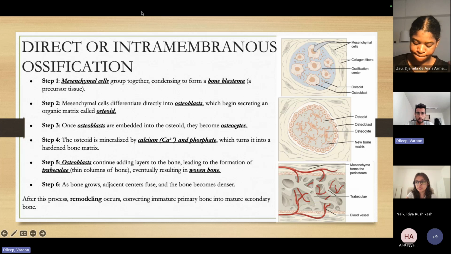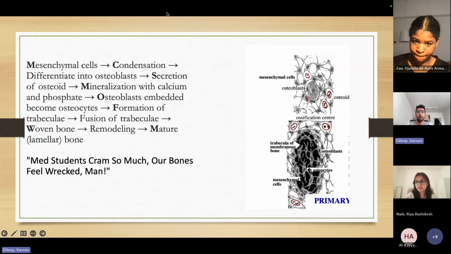and then this leads to the formation of the primary bone. Now, in order to remember this, you can just use this mnemonic, which is: med students cram so much, our bones feel wrecked, man. So: mesenchymal cells, condensation, differentiation into osteoblasts, secretion of osteoid matrix, osteoblasts get embedded to become osteocytes, and then formation of trabeculae, fusion of these trabeculae, and then primary bone or woven bone, and remodeling, and then mature bone.